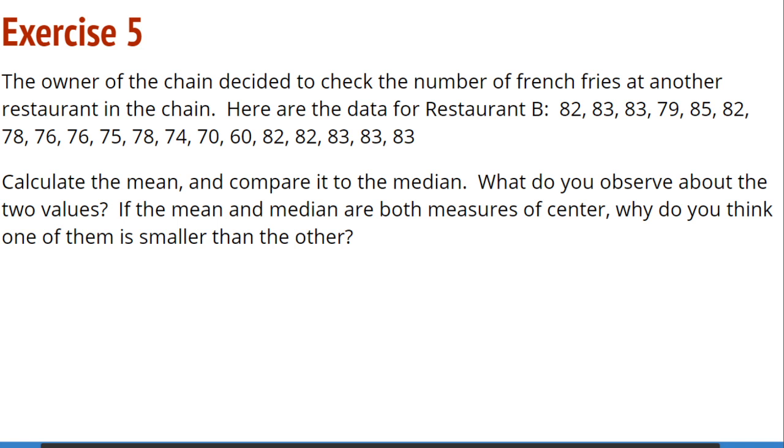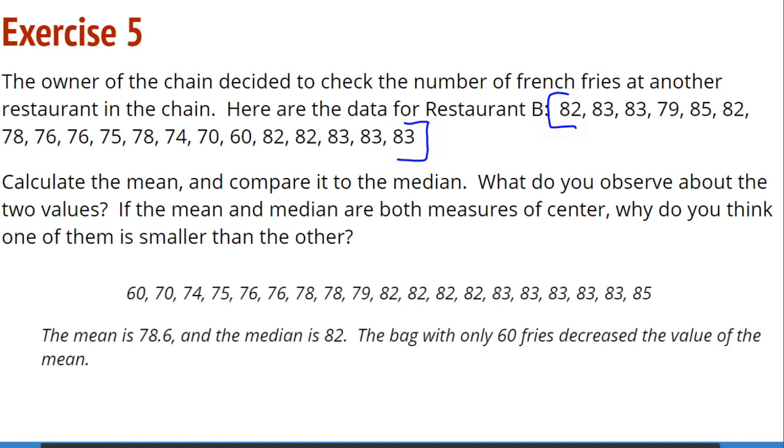So calculate the mean and compare it to the median. What do you observe about the two values? If the mean and median are both measures of center, why do you think one of them is smaller than the other? So to find the average, we'd add all of the numbers together and we'd divide. And we would find that the mean is 78.6. The median we found is 82.